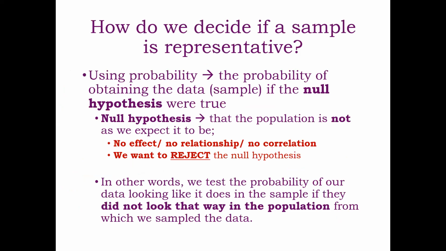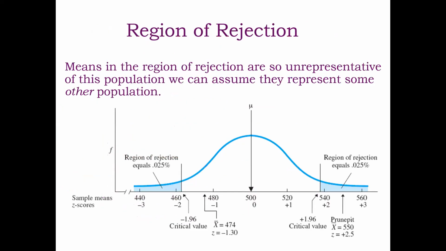Okay, so in other words, we test the probability of our data looking like it does in the sample if they did not look that way in the population that we got the sample from, right? So what does this mean really? This just means that we are going to reject the null hypothesis if the data acquired would be so unusual under the null hypothesis, so improbable, that it falls in what we call a region of rejection.